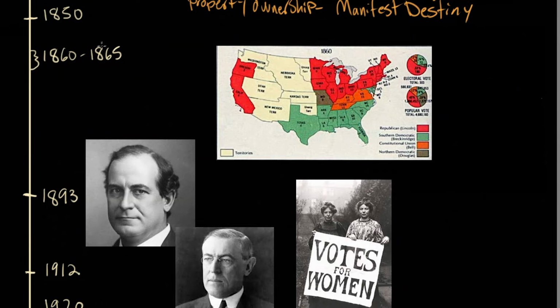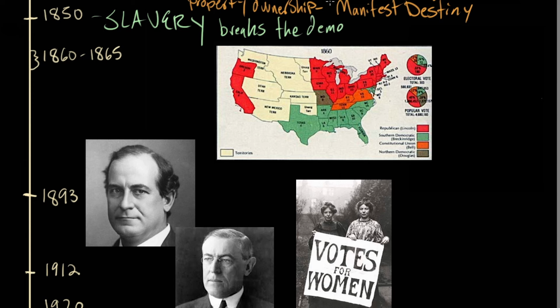So the Democratic Party, as a party of all white men, ends up having a difficult relationship with slavery, right? Which is the major issue of 19th century America. And the issue of slavery really ends up breaking the Democratic Party apart, because in the election of 1860, they actually split into the Northern Democrats and the Southern Democrats and run two different candidates for president.